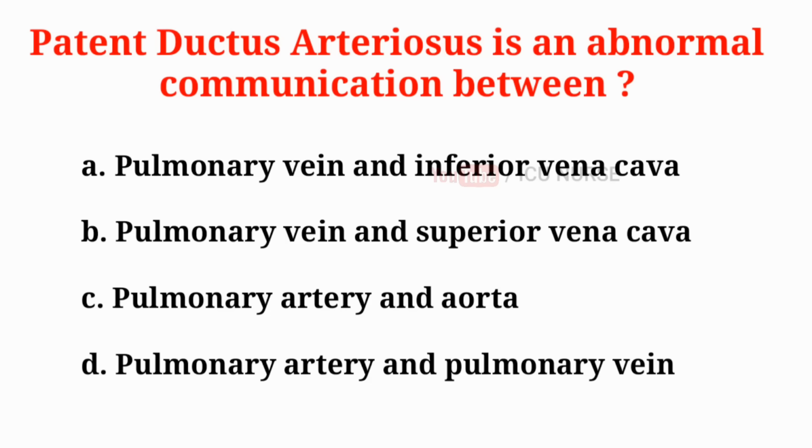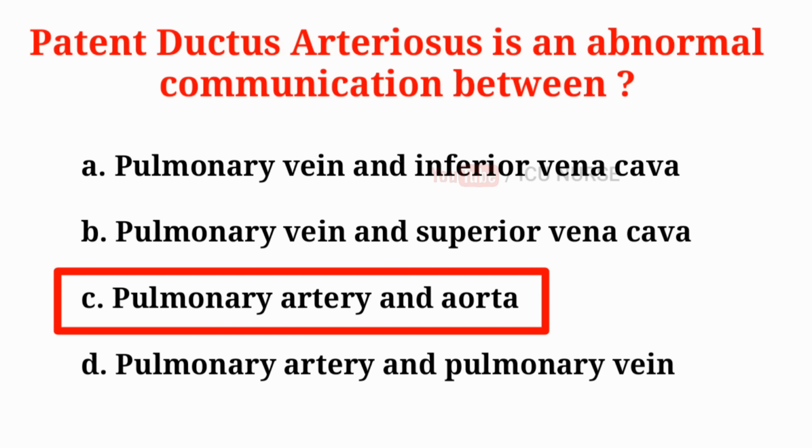Patent ductus arteriosus is an abnormal communication between A. Pulmonary vein and inferior vena cava. B. Pulmonary vein and superior vena cava. C. Pulmonary artery and aorta. D. Pulmonary artery and pulmonary vein. And the correct answer is C. Pulmonary artery and aorta.